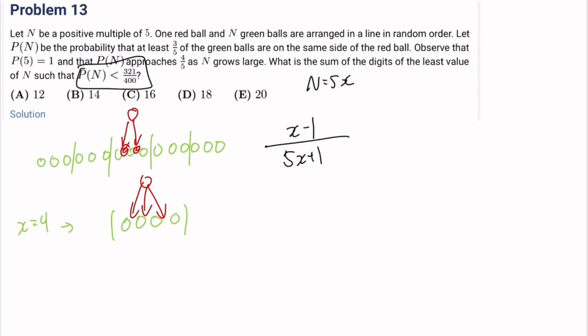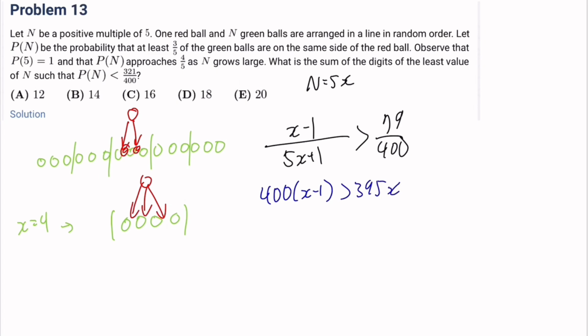Pn must be less than 321/400. That means this is 1 minus Pn, so this must be greater than 79/400. This is just basically 1 minus 321/400. And for this to happen, this means that 400 times (x minus 1) is greater than 395x, because that's 79 times 5, and then plus 79. So this will give us that 5x is greater than 479.